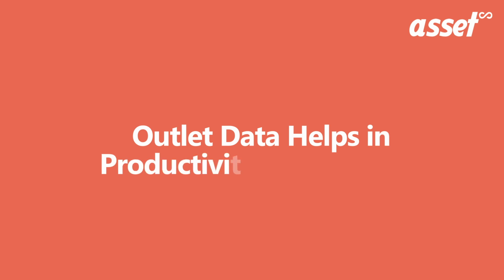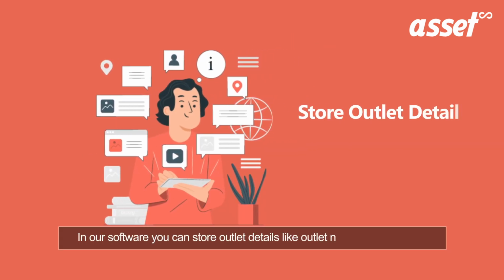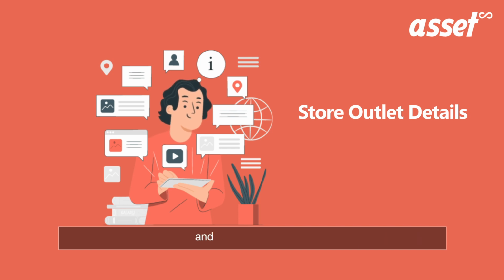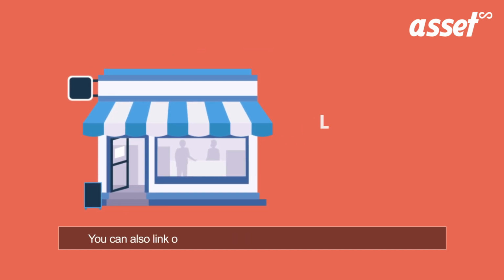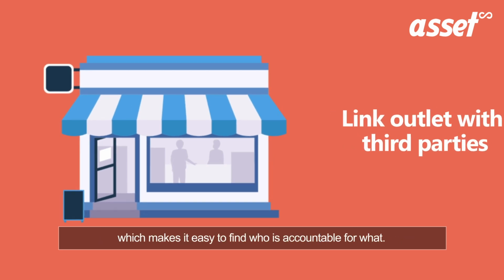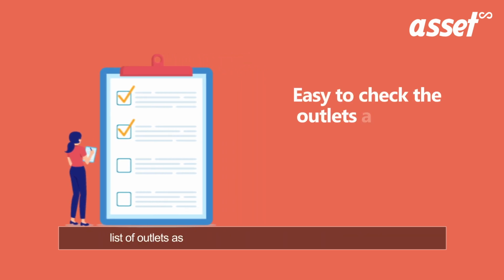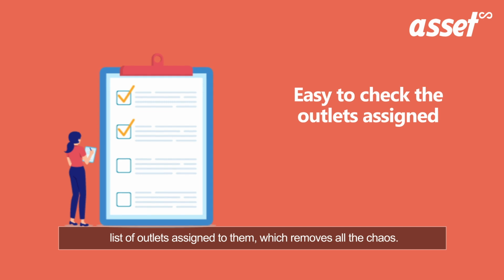At last, let us understand how the data will help you in productivity optimization. In our software you can store outlet details like outlet name, billing details, and contact person. You can also link outlets with their distributor and service partners, which makes it easy to find who is accountable for what. Once the deployer logs into the mobile app, they will be able to see a list of outlets assigned to them, which removes all the chaos.